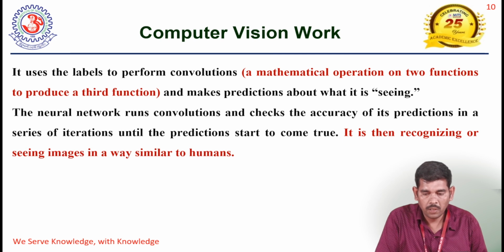So everything is recognized, seeing the image similar to a human. In computer vision, you have neural networks, and you convert to mathematical operations.